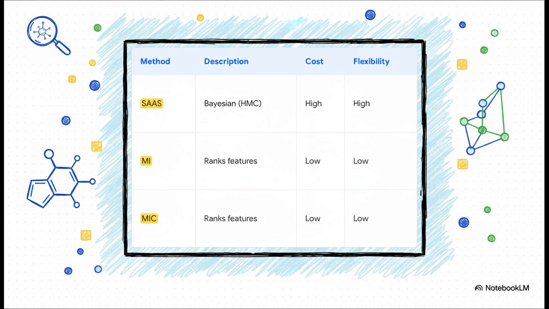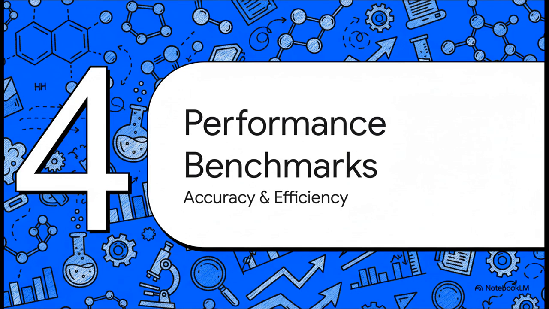Now, the fully Bayesian SAAS approach is the most robust, but it is also computationally demanding. To make the framework more practical, there are a couple of other variants. You have mutual information, or MI, screening, and maximal information coefficient, or MIC, screening. These are deterministic, low-cost methods that rank features. They offer less flexibility than the full Bayesian approach, but they provide a significant computational speedup, which can be valuable in practice. So that's the theory.